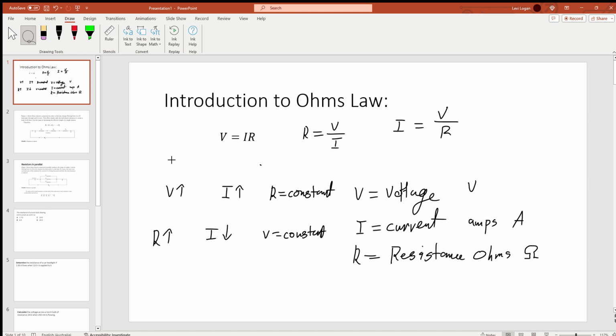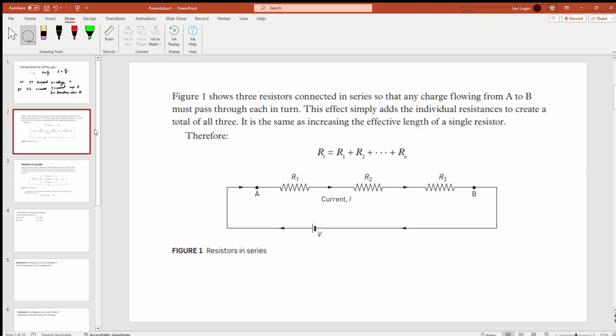Actually, before we do that, we should probably know what series and parallel circuits look like. So let's go to the next slide, which I think is series first. If you have a circuit in series, it will look something like this. What we need to work out is how to calculate the total resistance in that circuit. Figure 1 shows 3 resistors connected in series so that any charge flowing from A to B, so A is here and B is here, must pass through each in turn.